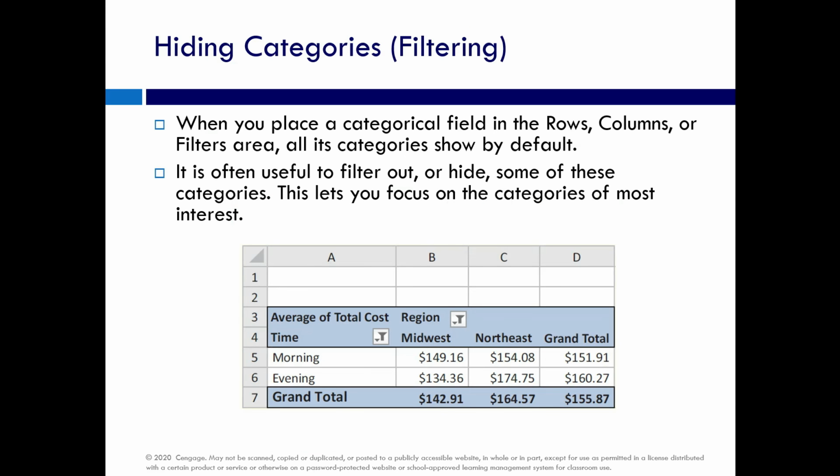Hiding categories, filtering. When you place a categorical field in the rows, columns, and/or filter areas, all its categories show by default. It is often useful to filter out and hide some of these categories. This lets you focus on the categories you are most interested in.